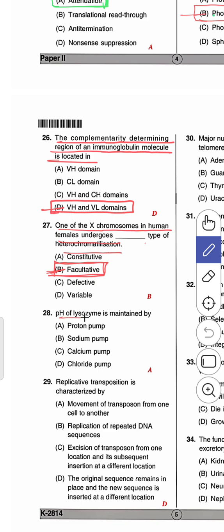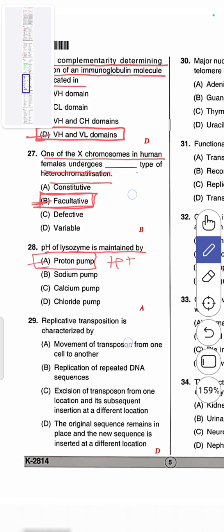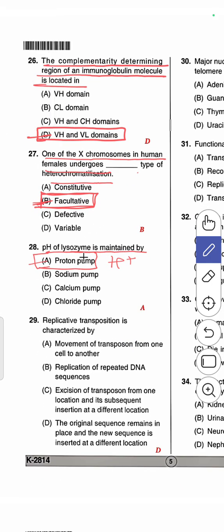The pH of lysosome is maintained by proton pump, that is H plus. So this H plus, that is proton pump, can maintain the pH of lysosome.